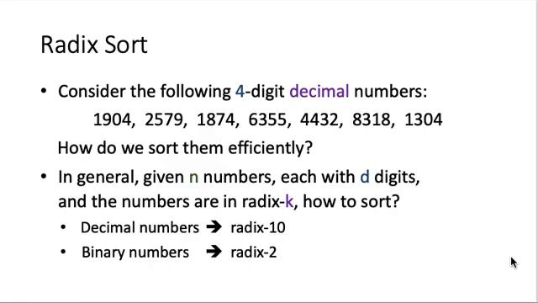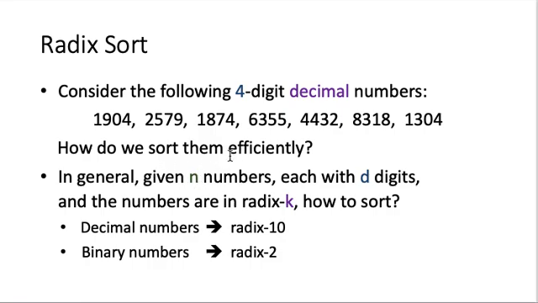Let us now consider another problem. Here we have a bunch of decimal numbers and all of them have the same number of digits. There are 4 digits. And then we want to sort them efficiently. So in general, we are facing the following problem.